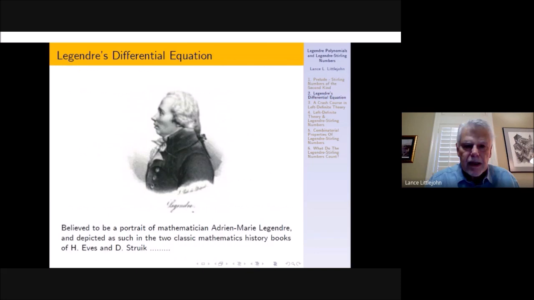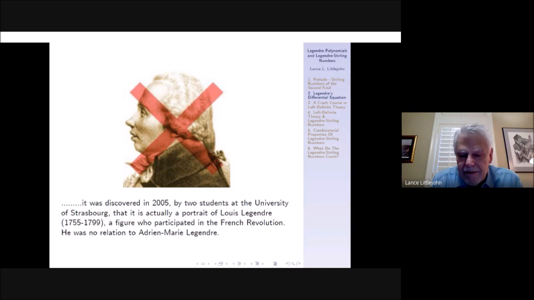Now, I want to tell you a funny story. Maybe some of you have seen this before, but I learned about this less than 20 years ago. This picture, you'll see in Howard Eves and Dirk Struik's book on the history of mathematics. This was believed to be a portrait of my hero, Adrien Marie Legendre. This is what everybody thought Legendre looked like. Well, it was discovered in 2005 by two students at the University of Strasbourg in France that this is actually a portrait of Louis Legendre, a very shadowy figure during the French Revolution, and he was no relation at all to Adrien Marie.